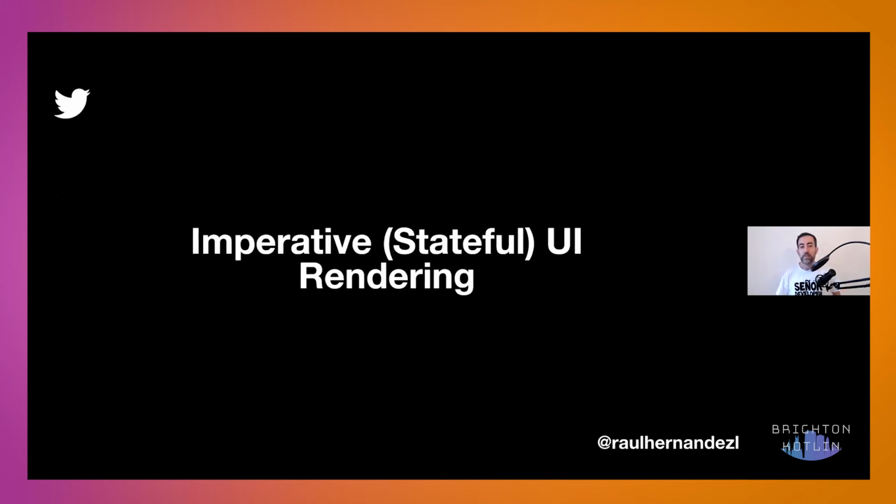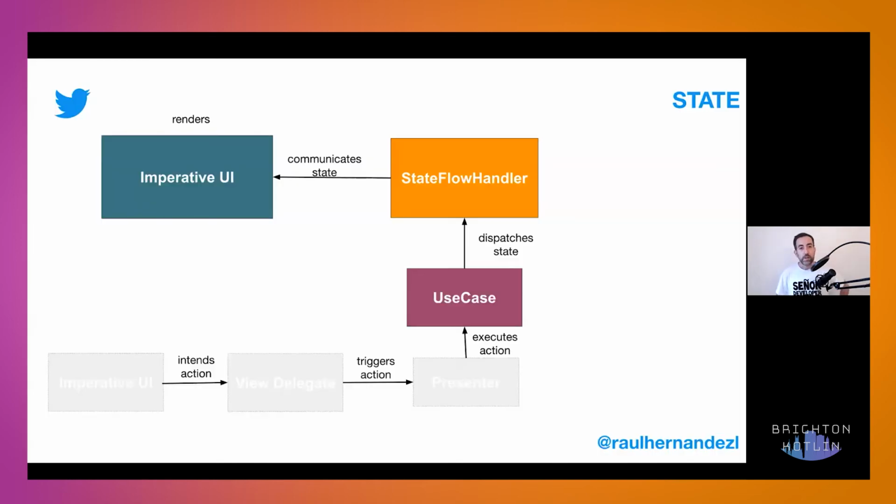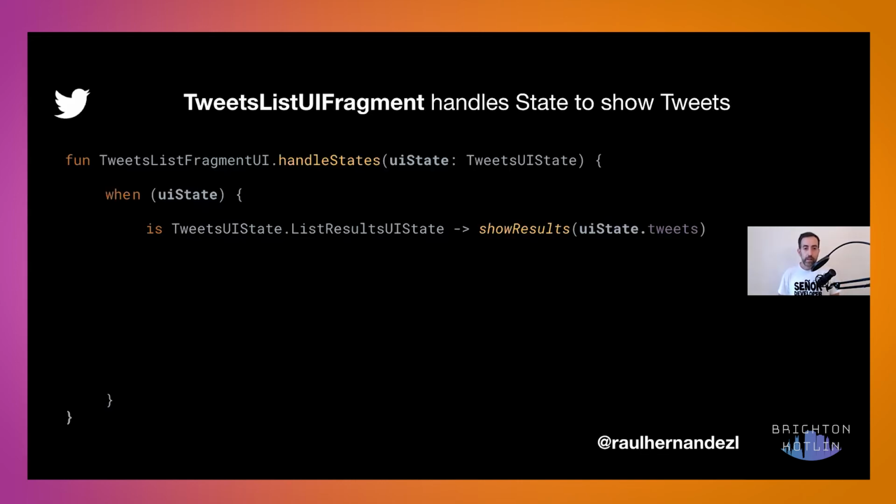And now let's see a few cases. Imperative stateful UI rendering. Why stateful? Because imperative UIs need to handle a state, and we'll see what that really means. So we have the use case that is dispatching the state, the stateful handler is communicating the state, and the imperative UI is rendering that state, right? So far, so good, nothing really complicated. To handle those states, this is an extension function where I am passing the UI state. And I am, first of all, processing this list results UI state. So I created another extension function, showResults, passing that collection of tweets.